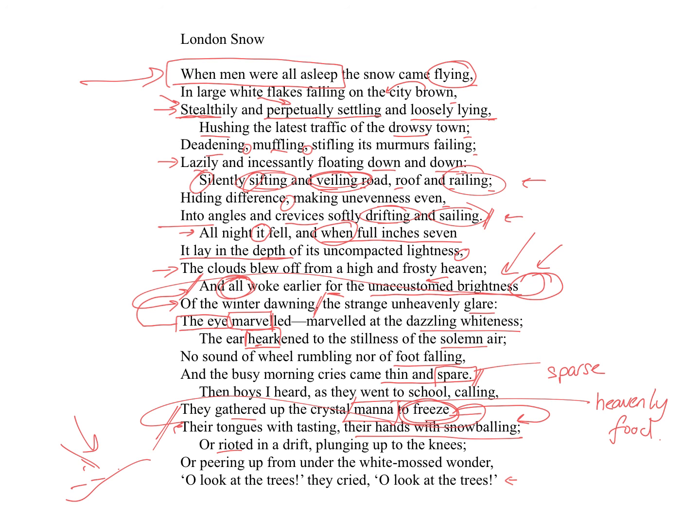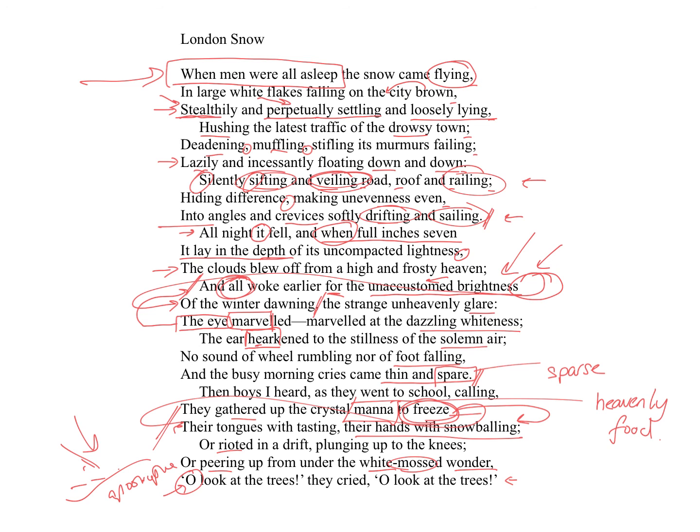So they're playing in the snow, plunging up to the knees or peering up, so looking up from under the white mossed wonder. Okay, so again, this idea of white wonder, we know, moss, we know, covers things. Oh, look at the trees, they cried. Oh, look at the trees. And that apostrophe, okay, it's a different form of apostrophe to the one that's like that. This apostrophe is the O, that address, usually is intensity of emotion or intensity of feeling.